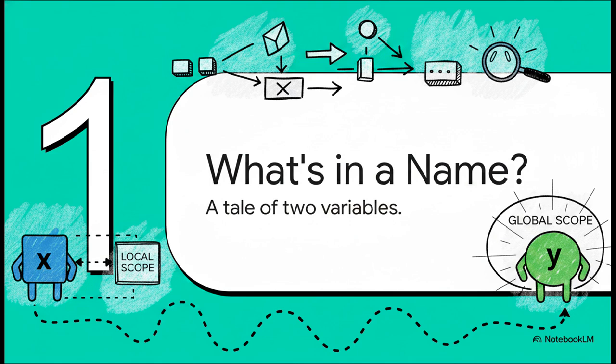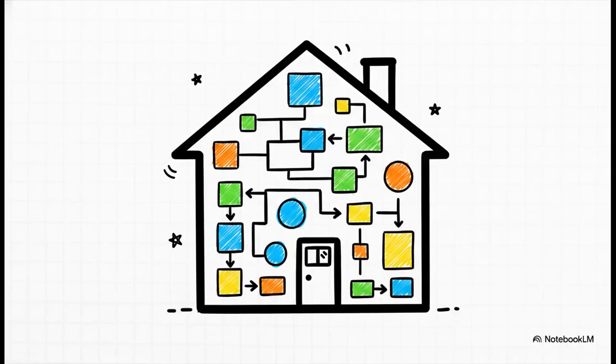So, to really get a handle on this, let's use a simple metaphor. Think of it as a tale of two variables. I want you to imagine that your entire program, all the files and all the different parts, is one big house. It's a single structure, but it has lots of different rooms and common areas.